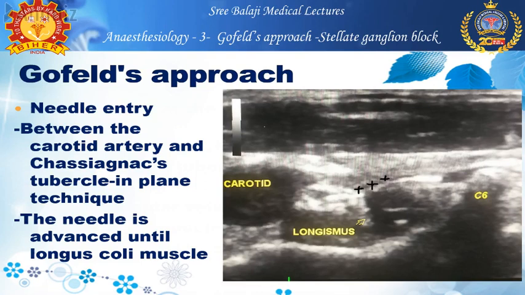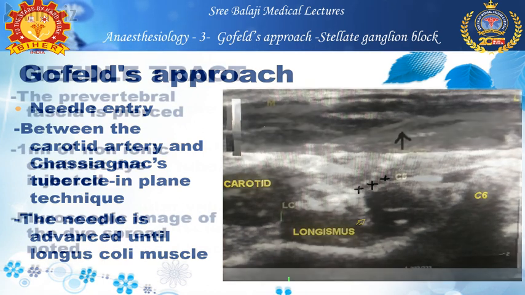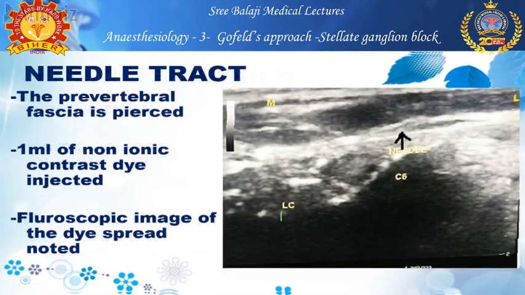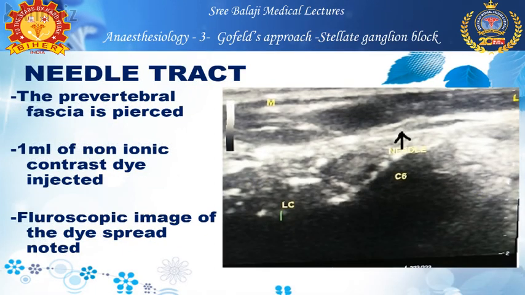Now the needle is advanced from the lateral to medial and the needle is introduced between the carotid artery and the Chassaignac tubercle in an in-plane technique. The needle is advanced until the level of longus colli muscle. Once the prevertebral fascia in front of the muscle is pierced, the needle tip is positioned between the prevertebral fascia and the longus colli muscle. 1 ml of non-ionic contrast dye is injected and the fluoroscopy image is obtained once again to identify the spread of drug.